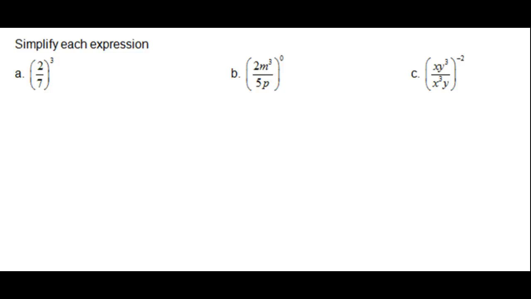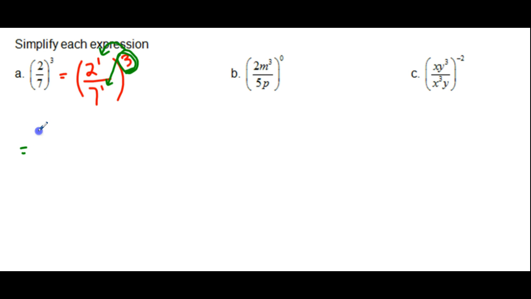All right, let's look at these examples. The first example is 2 divided by 7, all raised to the third, right? So if I were to rewrite this, this would be 2 raised to the first divided by 7 raised to the first, all raised to the third. So remember, if the exponent is outside, we're going to take this exponent and multiply every exponent inside, all right?